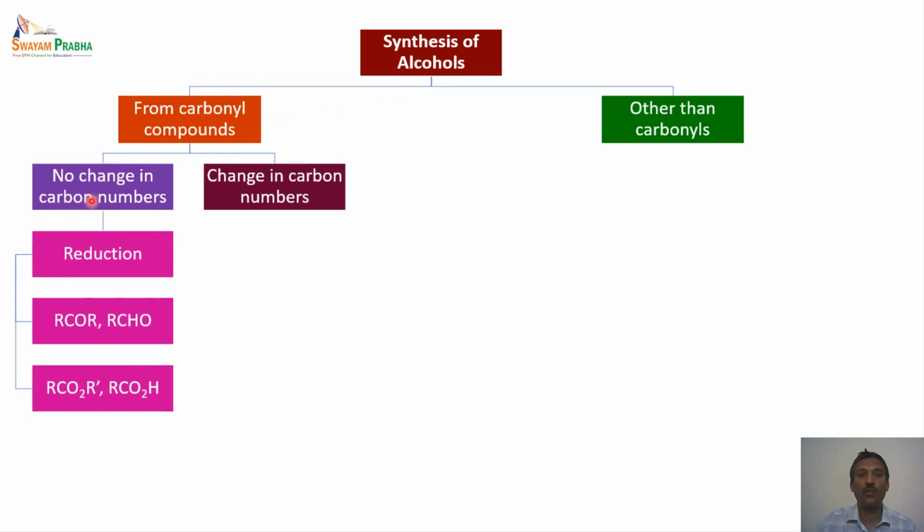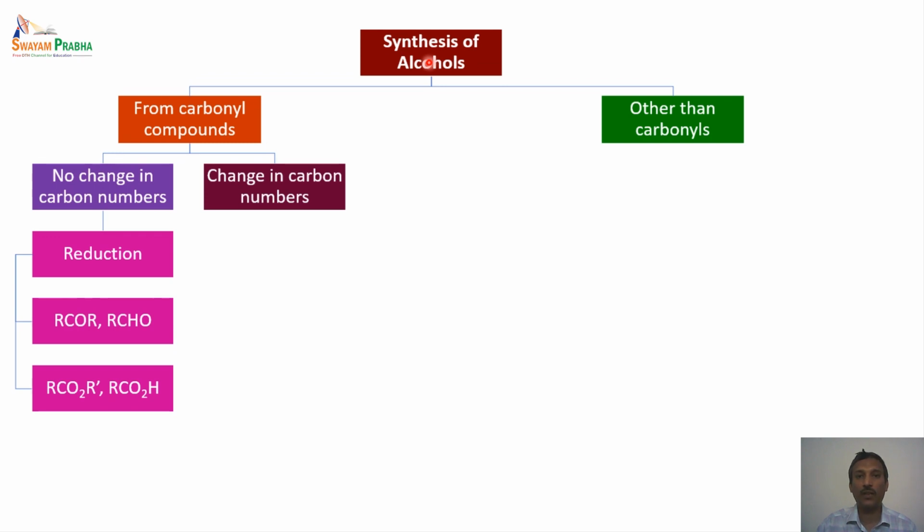In the case of no change in carbon atoms, we have a major class of reactions called reduction reactions. The reduction of ketones or aldehydes leads to alcohols with the same number of carbon atoms, as does the reduction of esters and carboxylic acids. When we do the reduction, we will have the same number of carbon atoms. So these are the different reduction methods of carbonyl compounds which lead to alcohols having the same number of carbon atoms.